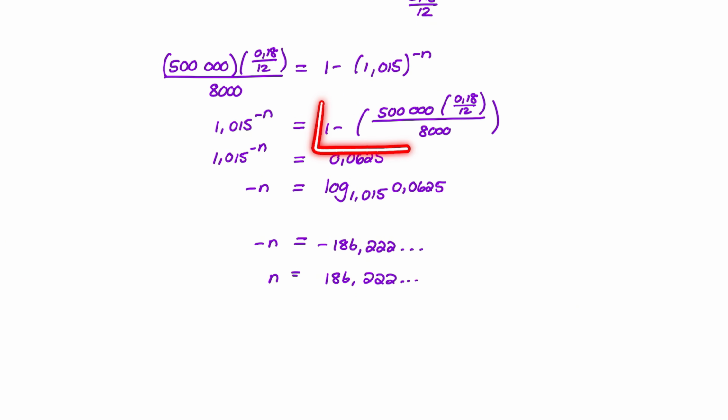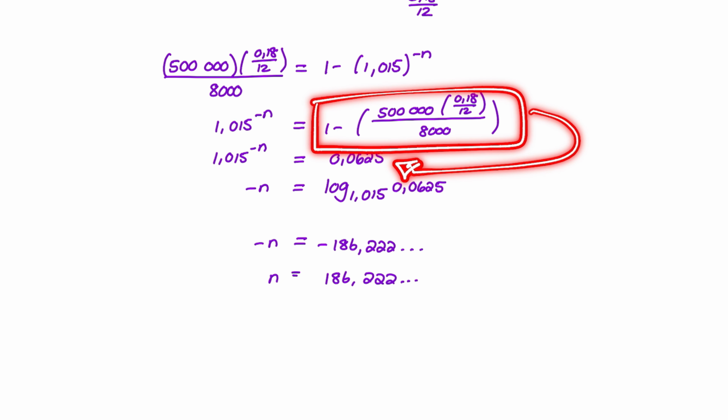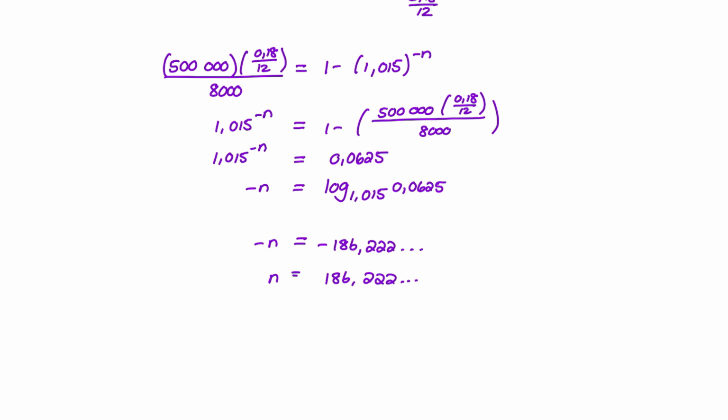And now you can use your calculator to simplify this expression. So remember to practice with your calculator. So I'm left with 1.015 raised to the power of negative n is equal to 0.0625. Now we apply the laws of logs.